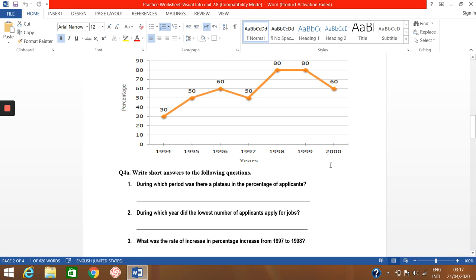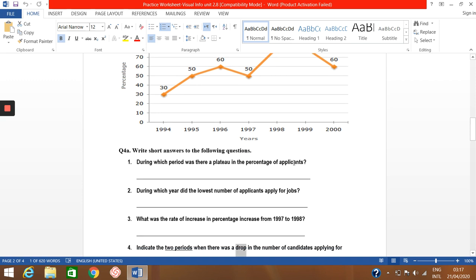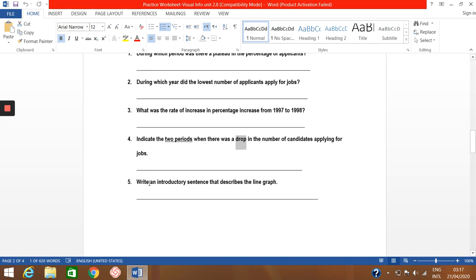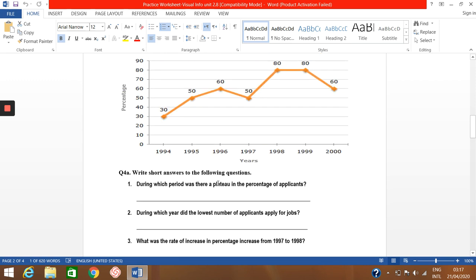So in that case, if you want to give your answer to question 4, read it again. Indicate means you have to mention it. The 2 periods when there was a drop in the number of candidates applying for jobs. So your answer could be between 1996 and 1997. This is the first period.